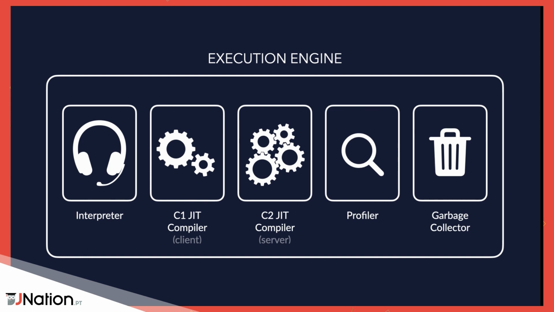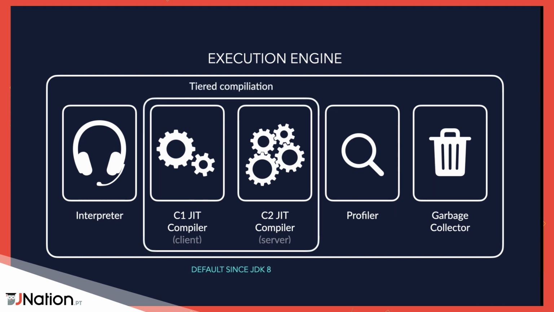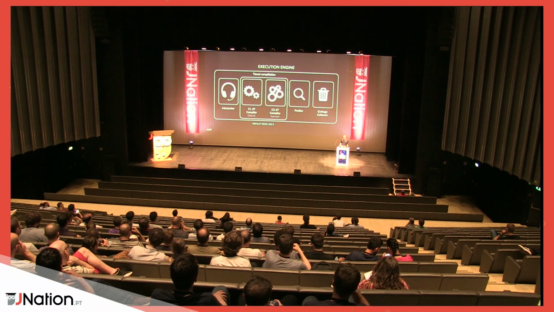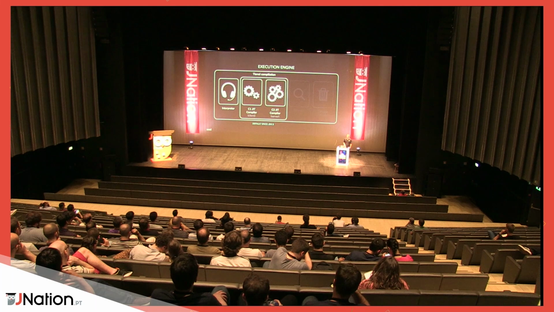And the 2 compilers here are also often described as so-called tiered compilation. This is default since JDK 8. In JDK 7, it appeared for the first time. And before that, you could choose the compiler you would like to use, server or client. But we will only focus on these 3 parts because that's important for the whole JVM startup thing.